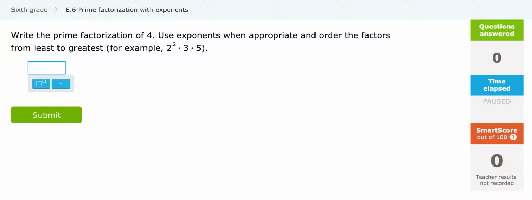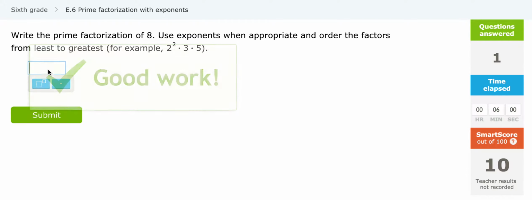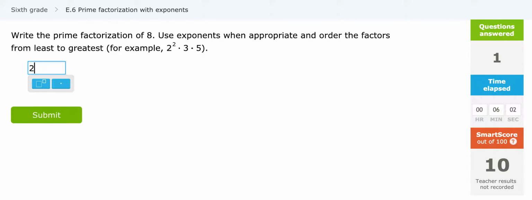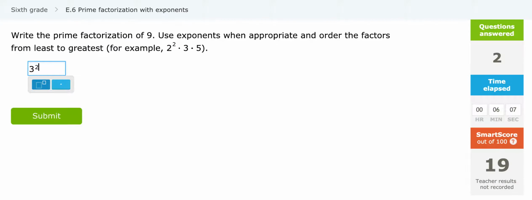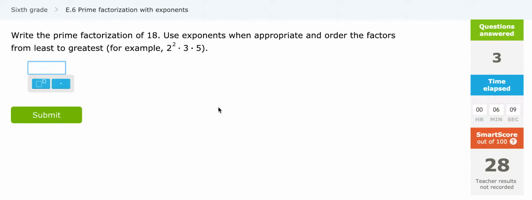And by the way, what I just did there was I put 2, and then I used the caret symbol, which is the little upward pointing kind of hat. It's above the number 6, so shift 6, and then it'll give you the exponent. And so I can say, just like that, that would be 2 squared, which equals 4. So, going on from here. Prime factorization of 8 is 2 cubed. Prime factorization of 9 is 3 squared, right? 3 times 3. 18, 2 squared times 3.